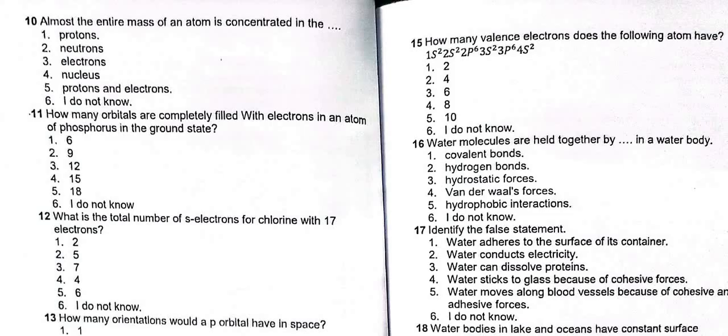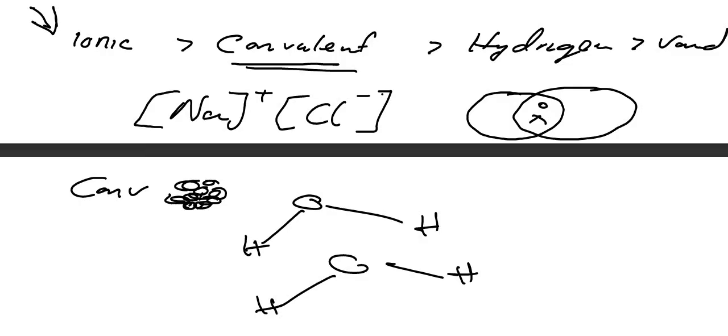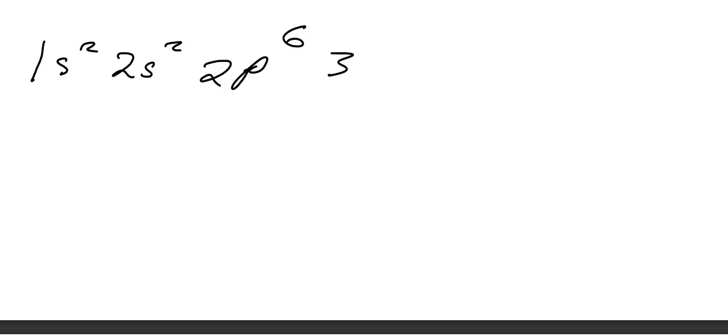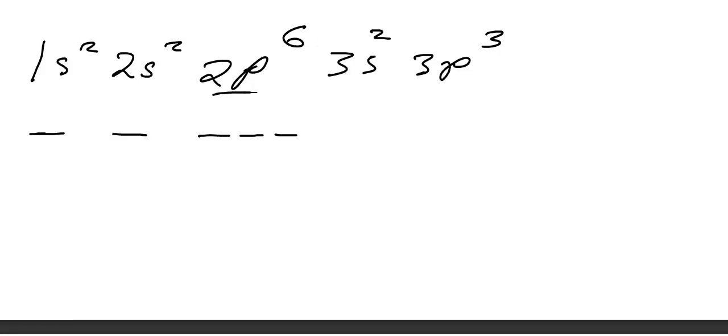Then number 11, how many orbitals are completely filled with electrons in an atom of phosphorus in the ground state? So phosphorus has 15 electrons. You need to write the configuration. You can't guess. So we're trying to distribute the 15, and that ends at 3p. You notice the 3 slots here on the p are only filled singly, one each.